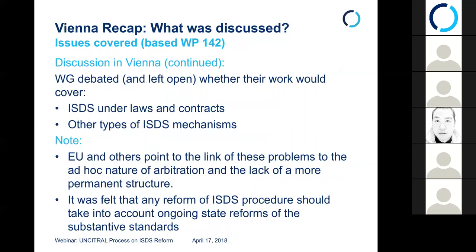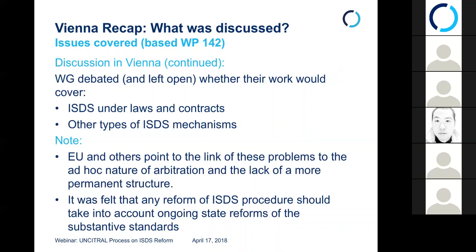They left open two issues that were briefly discussed. One was whether the deliberations should extend to investor-state dispute settlement under laws and contracts and not just treaties. And the working group also left open whether other types of ISDS mechanisms should be further examined. So in a way, everything seems to be still on the table, even those issues that weren't specifically discussed in Vienna.